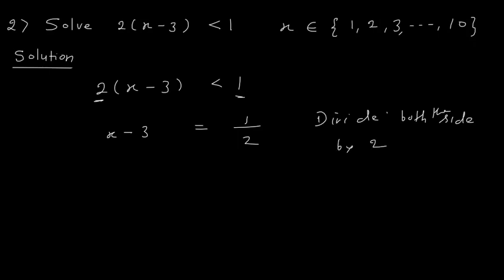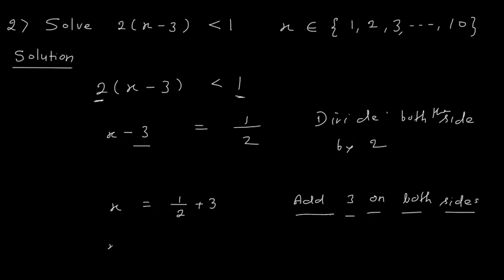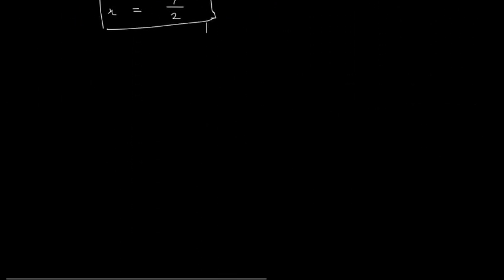Now you can transpose this minus 3 to that side. So you will say x is equal to 1 by 2 plus 3. What you have done is add 3 on both sides. So x becomes 1 by 2 plus 3. So 3 twos are 6, 6 plus 1 is 7, it becomes 7 divided by 2. So the value of x is 7 upon 2. Okay, second question, x is 7 upon 2. Now let us move to the third problem.